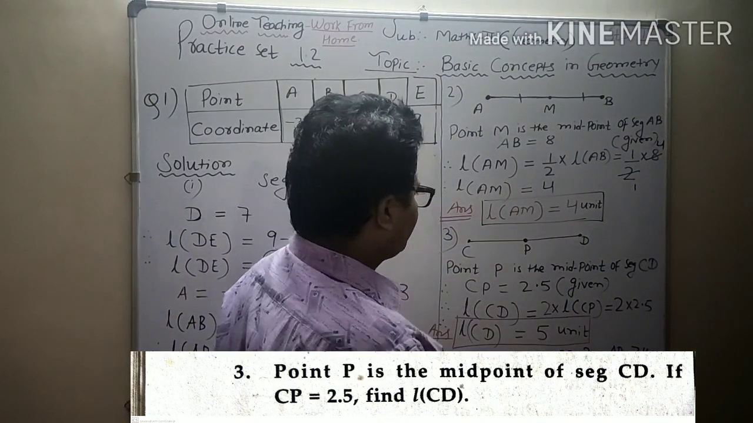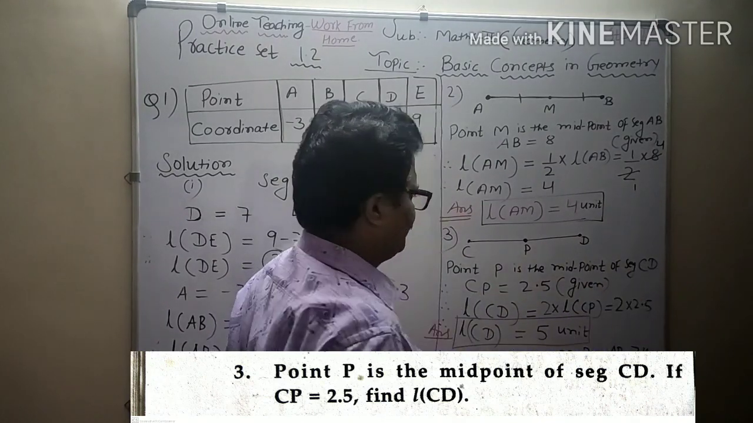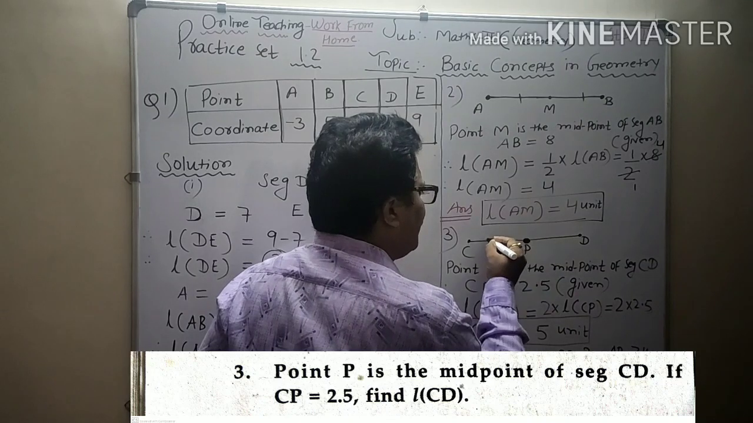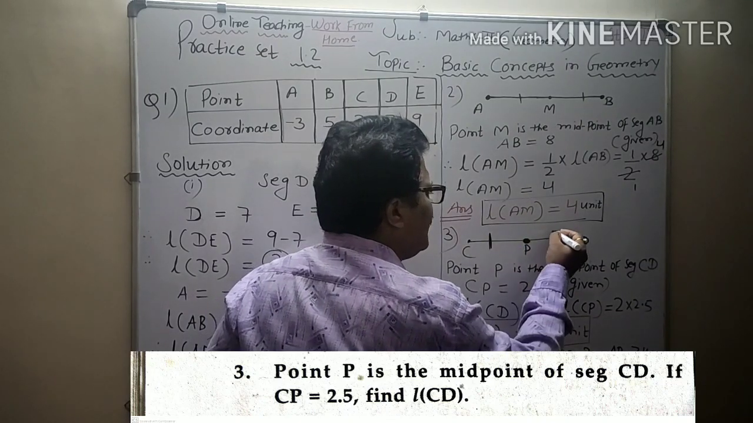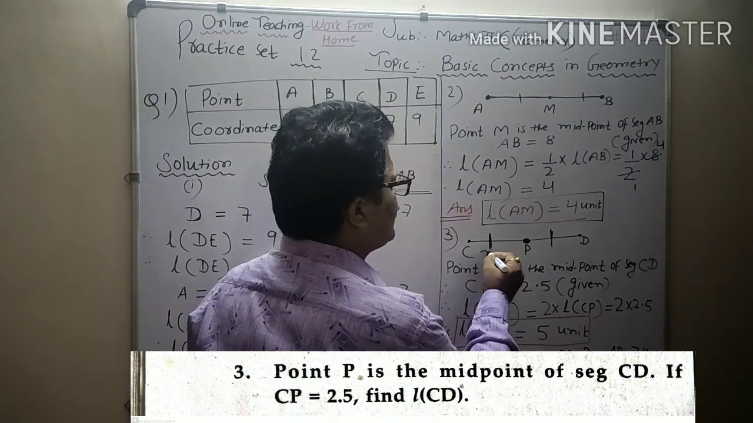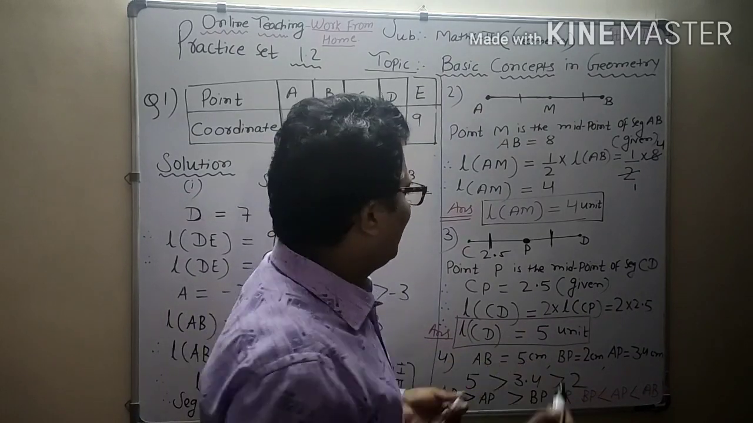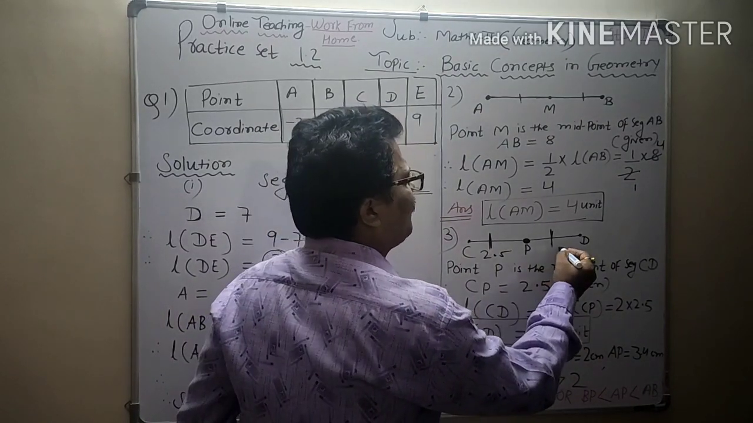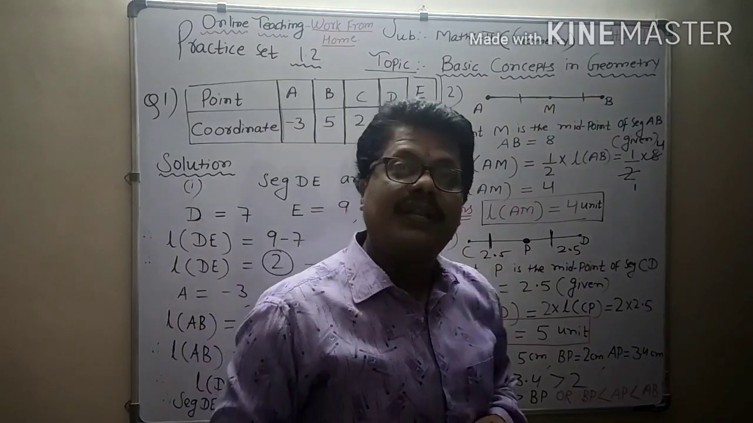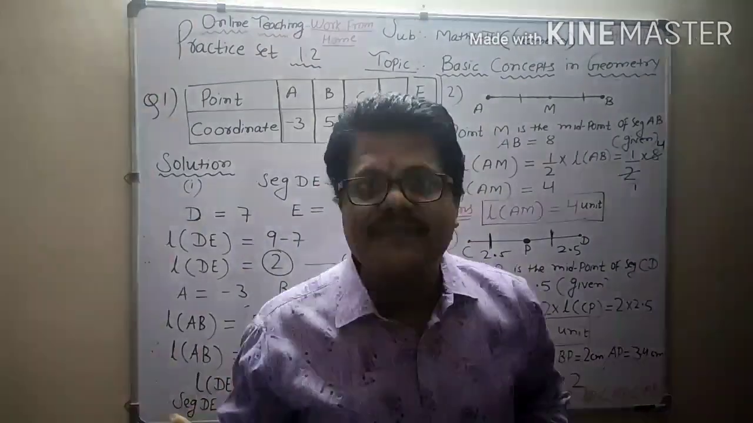CD is there. They had given point P is the midpoint of segment CD. Once P is the midpoint of segment CD, that means CP is equal to PD. Then they had given, dear student, CP is how much? 2.5. So orally only we can find out the answer. If CP is 2.5, PD will also be how much? 2.5. And then total will be how much? 2.5 plus 2.5. It becomes 5.